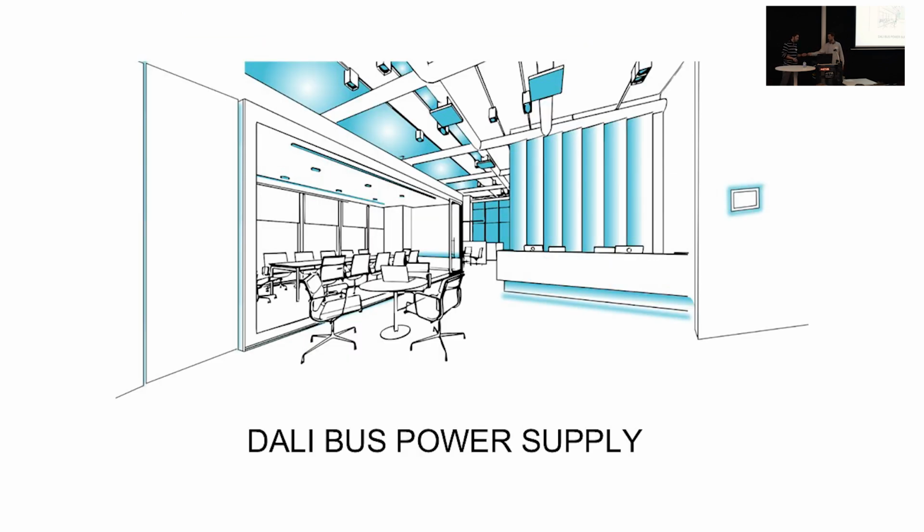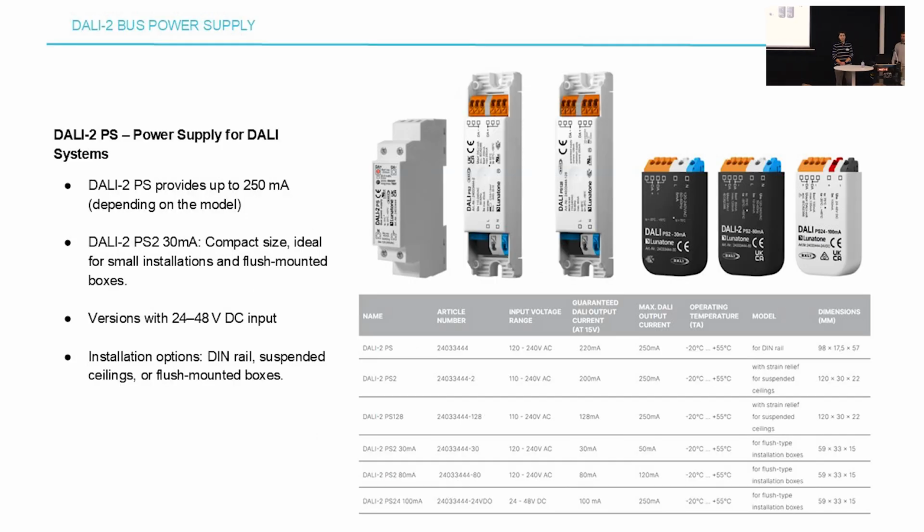So let's talk about the DALI bus power supply. So the DALI 2 PS provides the bus with the necessary power, the voltage and milliamps. Depending on the model, it can reach up to 250 milliamps. We have smaller products like our DALI 2 PS 30 milliamps, which are very small devices and can be placed into flush-mounted boxes, for example.